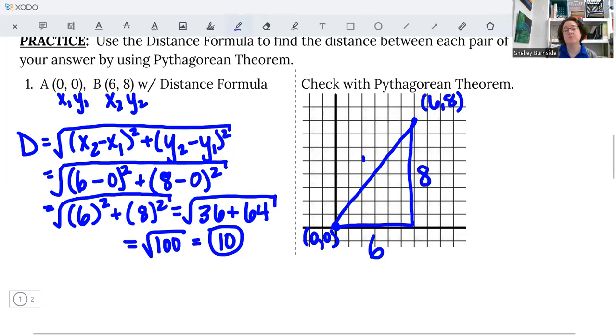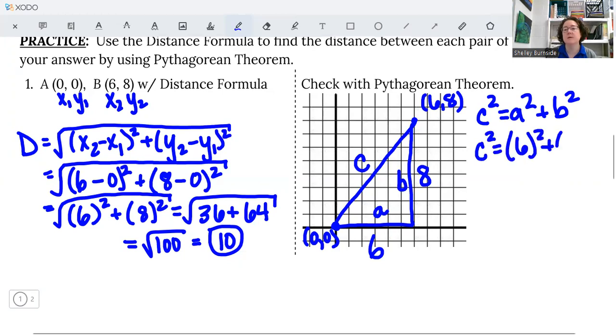So then with Pythagorean theorem, we're trying to solve for C. So again, you can set it up a squared plus b squared equals c squared, or you can do c squared equals a squared plus b squared. We substitute in our values of our sides. I'm going to use 6 as my a and 8 as my b. So c squared equals 6 squared plus 8 squared. And the math comes out the same. 6 squared is 36. 8 squared is 64. Add those together, you get 100.